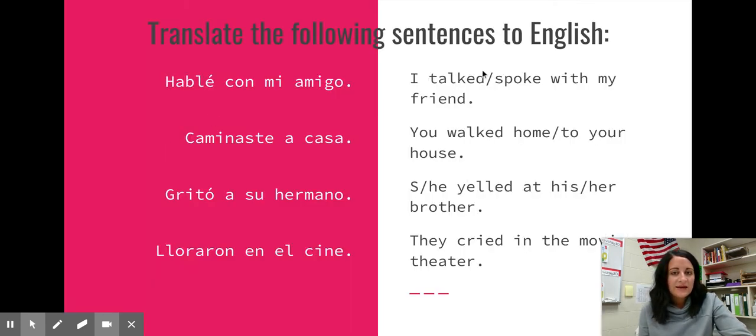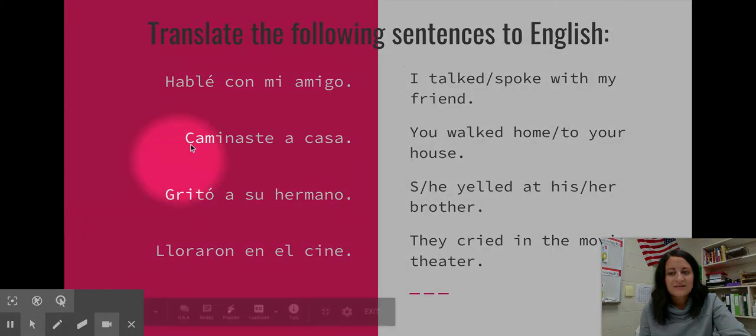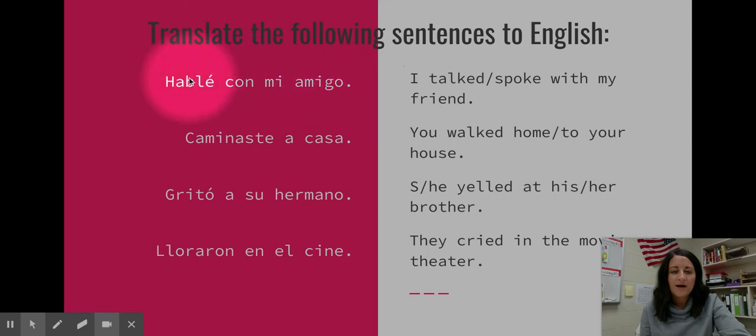All right, so let's just take a look at a few of these sentences. We see the sentence, hablé con mi amigo. Hablé, well, we're looking at the ending, and that tells us, hey, it means I talked. So I talked with my friend. Okay, I talked or I spoke with my friend.